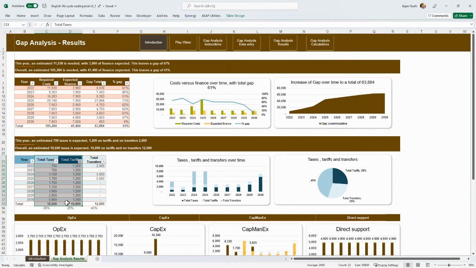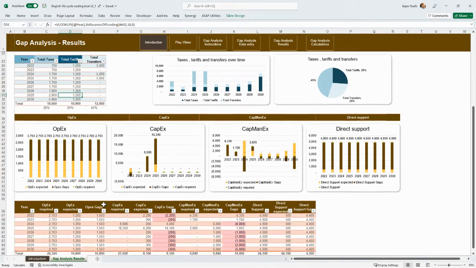The second part is an overview of the actual incomes on taxes, tariffs, and transfers. You can see how that is prognosed over the coming years and how it adds up. And the division is given in total for the taxes, tariffs, and transfers.